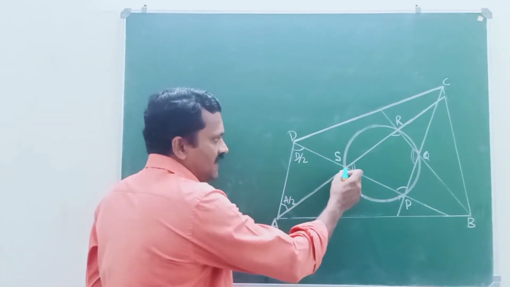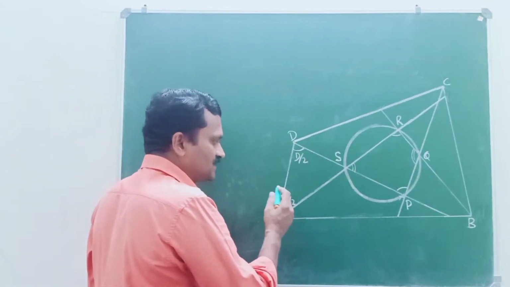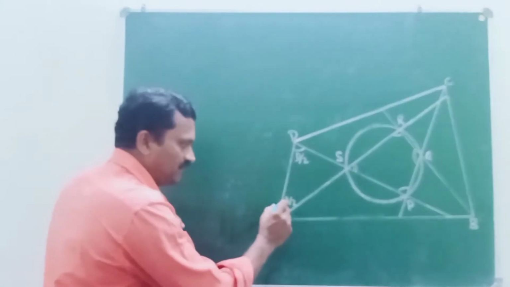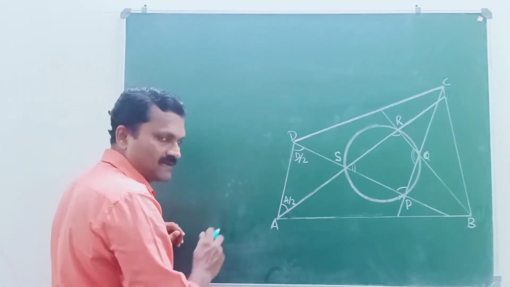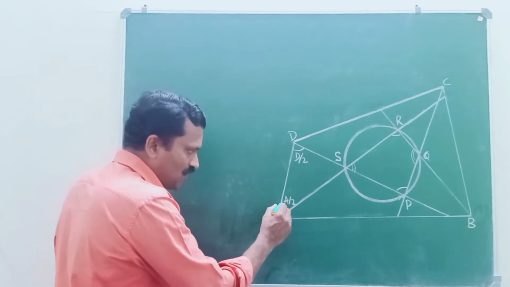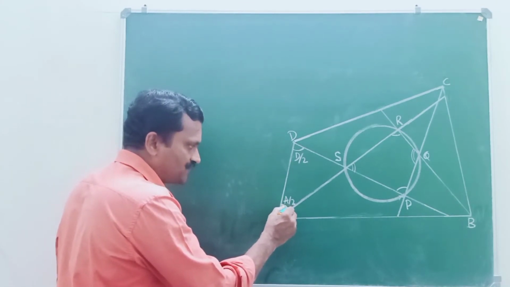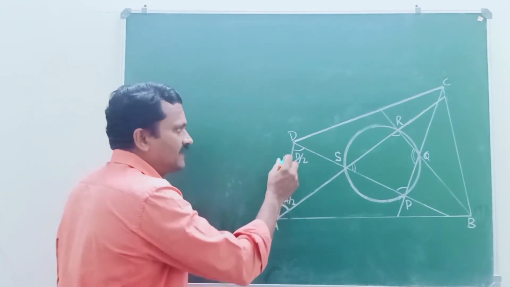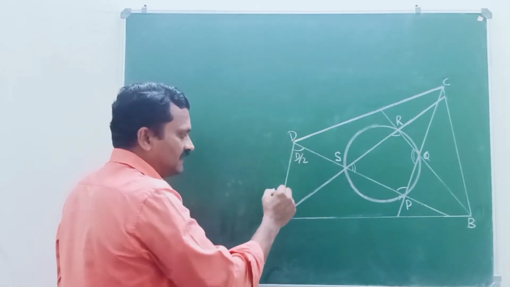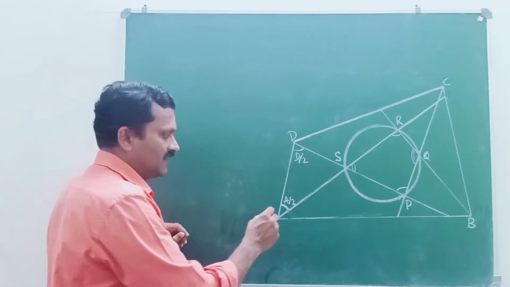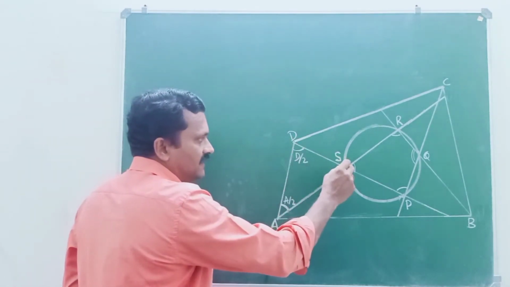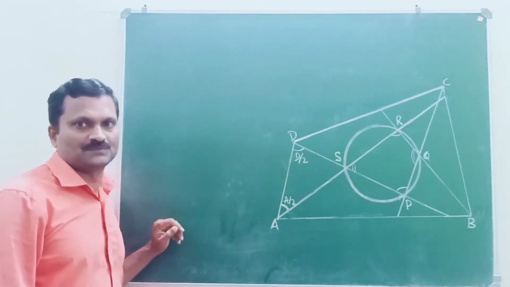Since the line AS is the bisector of angle A, the angle at the vertex A is taken as A, so this small portion is half of angle A. So we can take the angle DAS as A by 2. Similarly, angle ADS is D by 2.